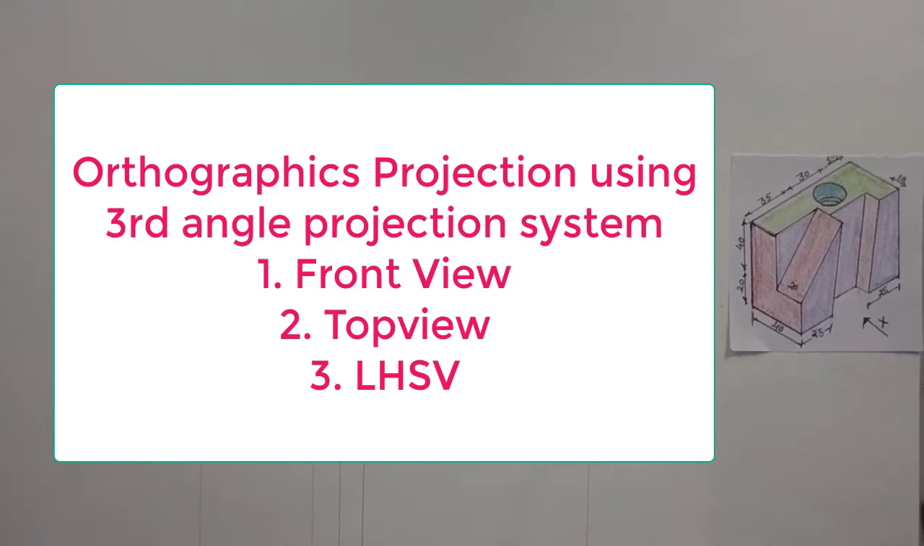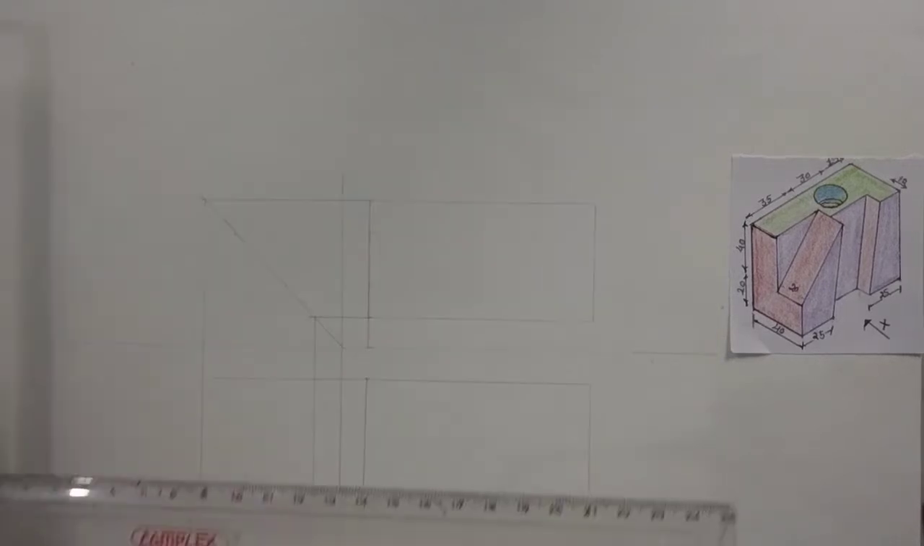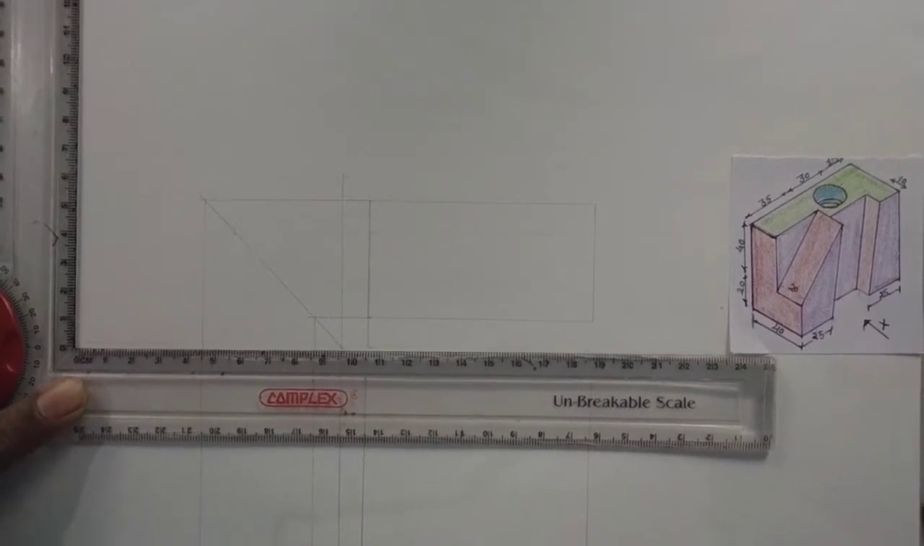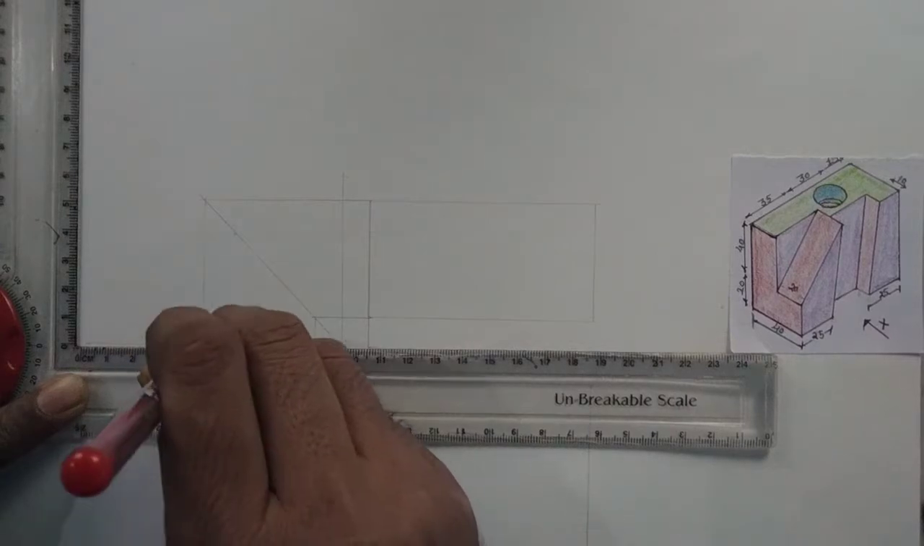Now, friends, today we learn our orthographic projection in third angle projection systems. So in third angle projection systems, we know the front view of the objects, it is below XY line, and top view of the objects, it is above XY line.